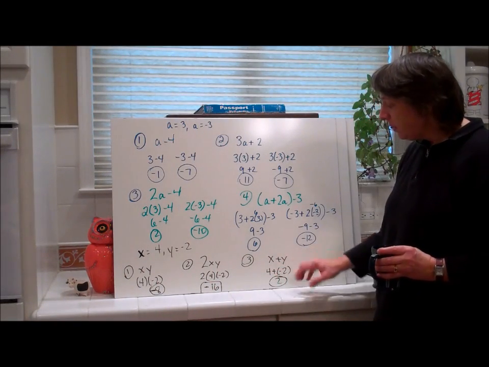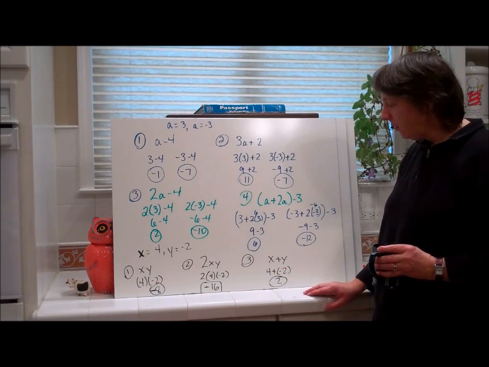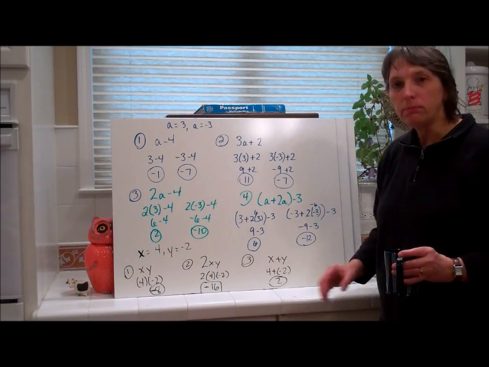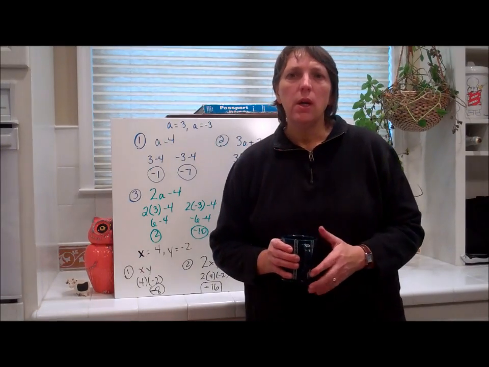Number 3 is x plus y. 4 plus -2 is 2. That's it for our review.